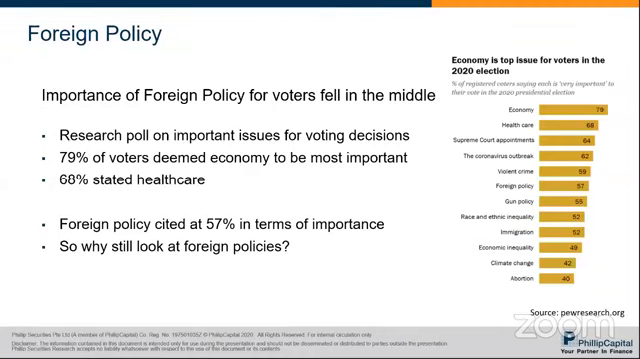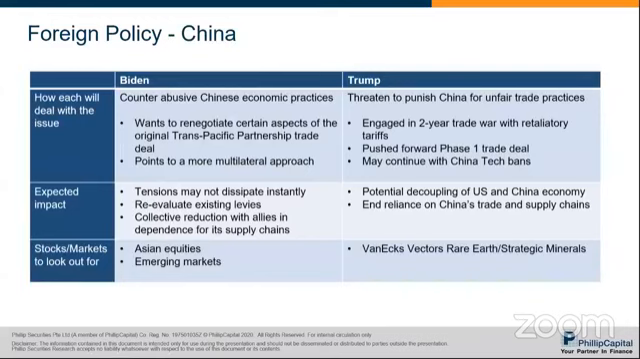So it is still influenced by your domestic thoughts itself. So first on the list is China. Biden has pledged to counter abusive Chinese economic practices, and he wants to renegotiate certain aspects of the original Trans-Pacific Partnership trade deal, which he, during his term as vice president, actually helped to set up.